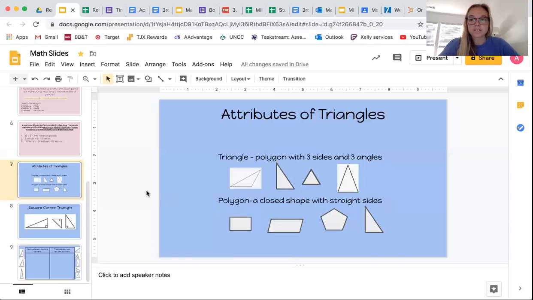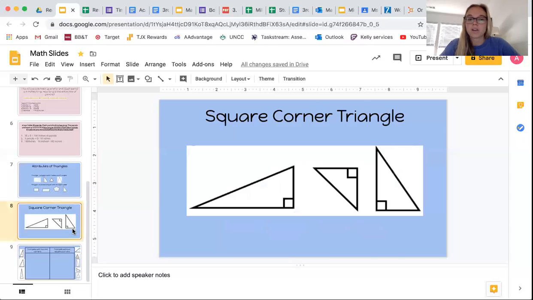Also, one other thing to think about when we talk about triangles are square corner triangles. You might hear that in some of the videos. Oftentimes you see them with these little squares in them. They make a perfect square in the corner. You might also hear them being called right triangles. Those are the same things. That just means that one angle makes a perfect square.